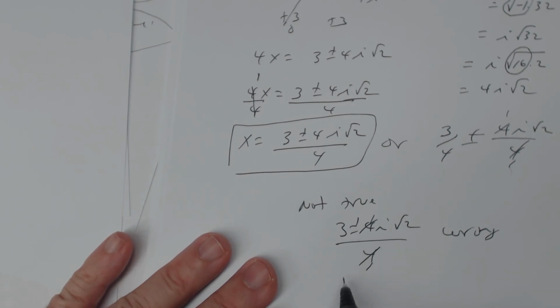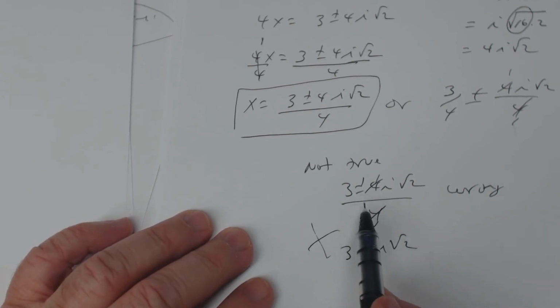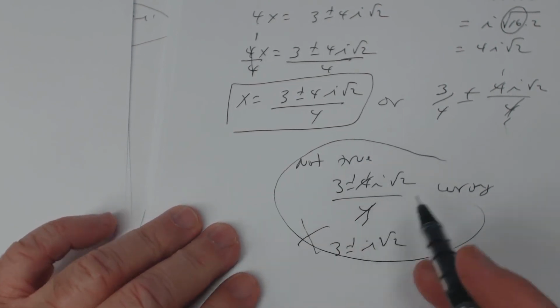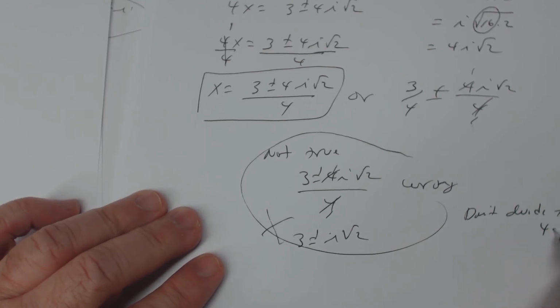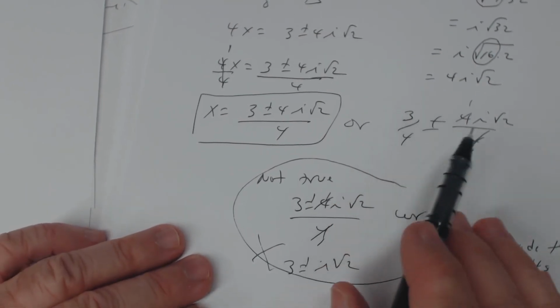So what you end up with, you're going to say is 3 plus or minus i square root of 2, but that's not true. That's not true because 3 is also being divided by 4. All right, so that's wrong. So don't divide the 4's. Okay. All right. Now here you can, because you wrote it as two fractions.